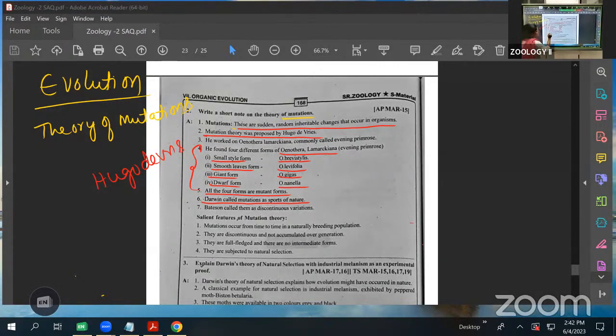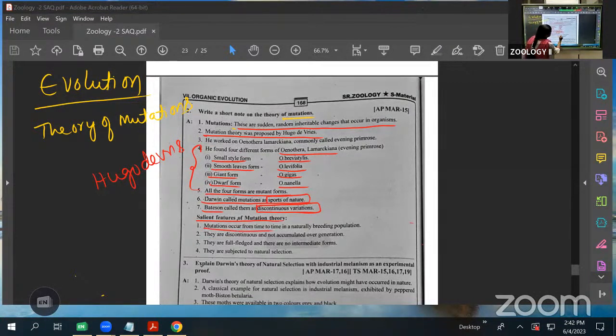Next, Bateson, whom Darwin called mutations sports of nature, called them discontinuous variations. Variations are actually permanent, but here they are discontinuous in some generations, so Bateson called them discontinuous variations. So Darwin called mutations sports of nature, and Bateson called them discontinuous variations.